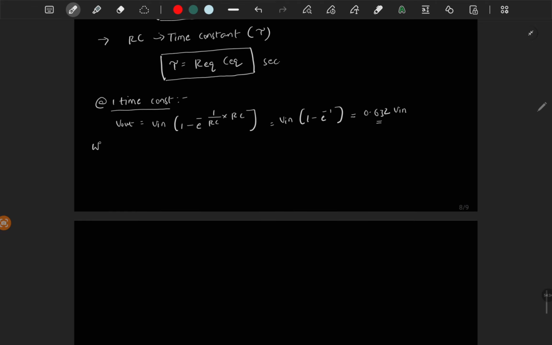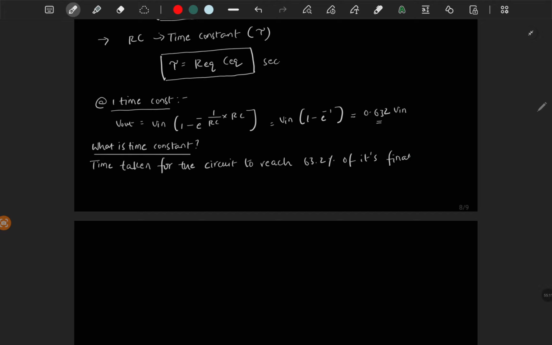So now what is the time constant? It is the time taken for the circuit to reach 63.2% of its final value. Here the capacitor has zero initial voltage and it goes to some final voltage, right?